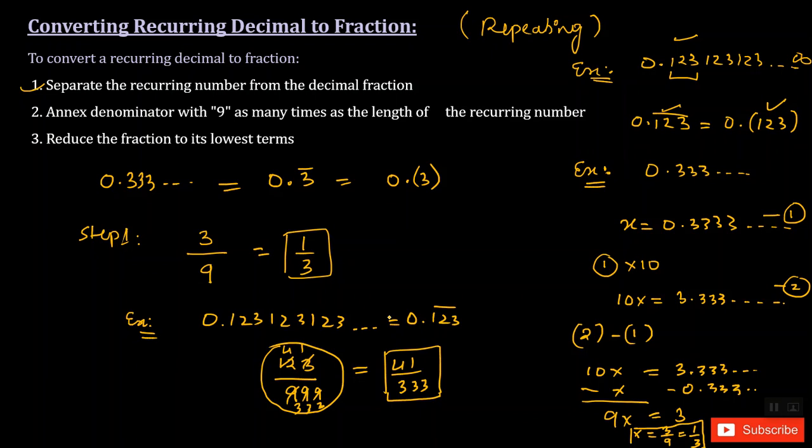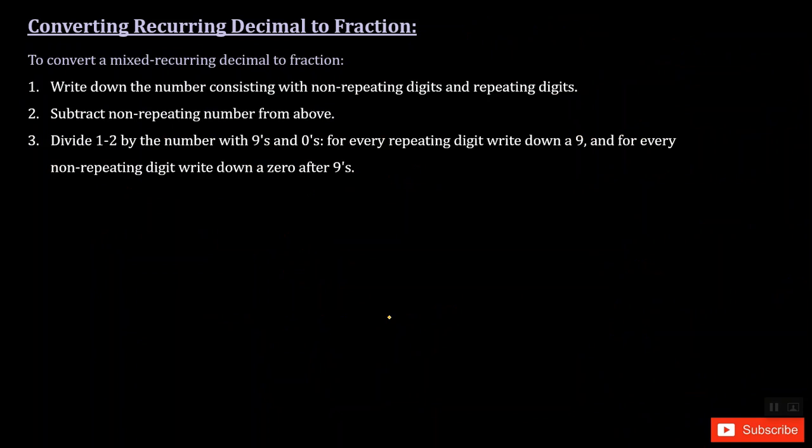Now what if you have a decimal number with certain repeating digits and non-repeating digits? You may also expect a question in this way. Let's take another example here, to convert a mixed recurring decimal to a fraction. The number may have repetition and also non-repeating terms. Now let's take an example here.